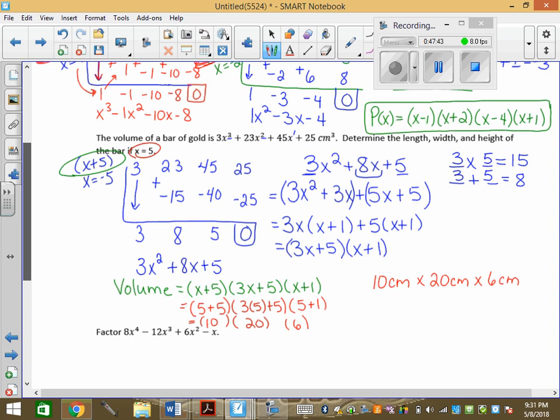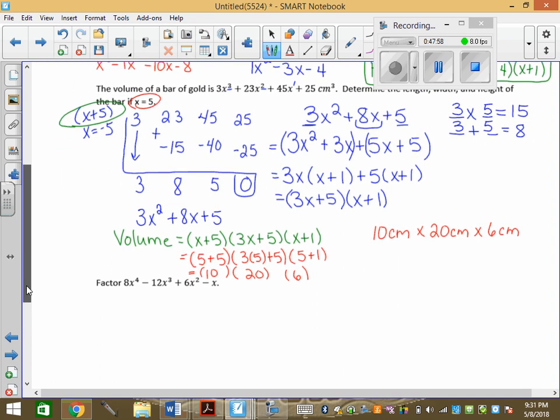And if we want to figure out the volume, if they asked us for the volume, we could actually figure it out. It would be 10 times 20 times 6. So our volume would actually be 1,200 centimeters cubed. Okay?